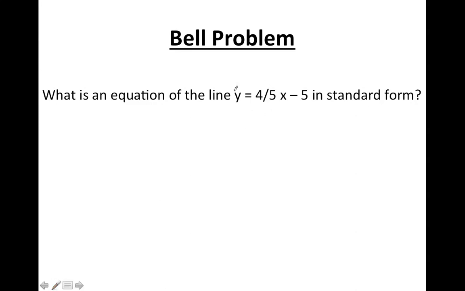You should have multiplied this entire equation by 5 since we have this fraction here. You always multiply the bottom number to every term in the equation. And when you do that, you should get 4x. And after you get it in standard form, 4x minus 5y equals 25.